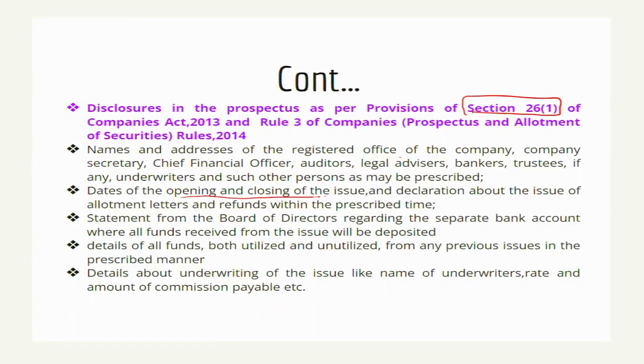Dates of opening and closing of the issue should be clearly mentioned in the prospectus. On which date the issue opens and on which date the issue closes; a minimum of 3 to 15 days is permitted for opening and closing of the issue. Minimum 3 days, maximum 15 days, as per requirement you may keep the issue open. And declaration about the issue of allotment letters and refunds within a prescribed time. So, for each and every act, the time is prescribed by the regulator. In how many days you refund the money and in how many days you allot the securities is defined here in this time frame.